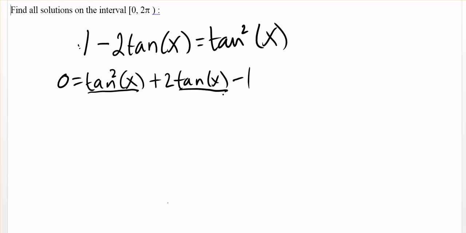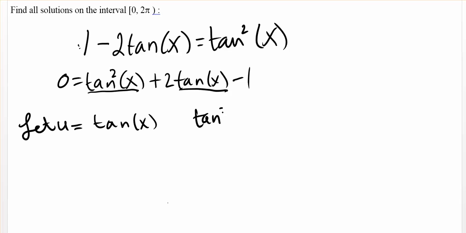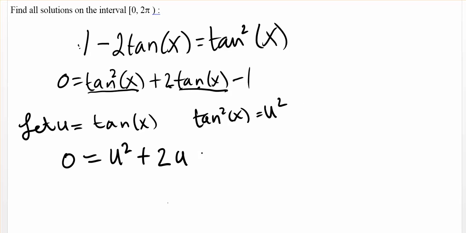quadratic in tangent. One method to solve this is to let u equal the tangent of x, which means that tangent squared of x would equal u squared. So if we make the substitution, we're left with 0 is equal to u squared plus 2 times u minus 1. There's no nice way, no integer way to factor this. So what I'm going to do is use the quadratic formula.